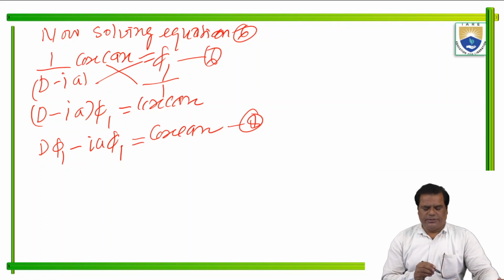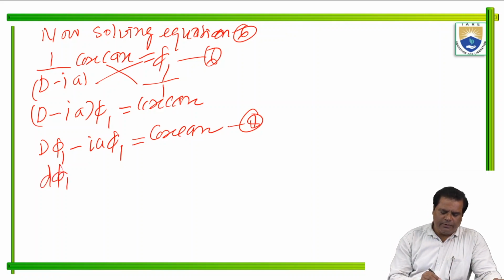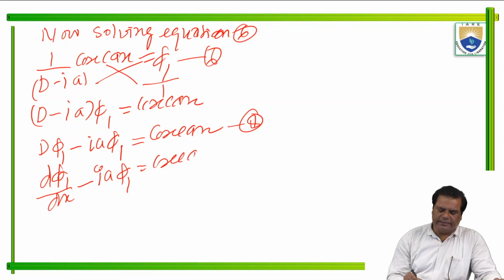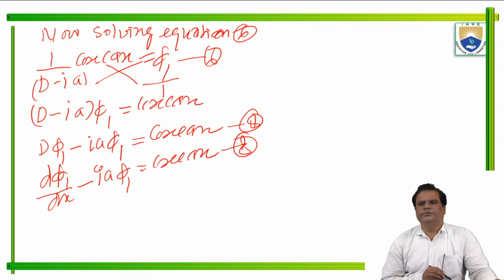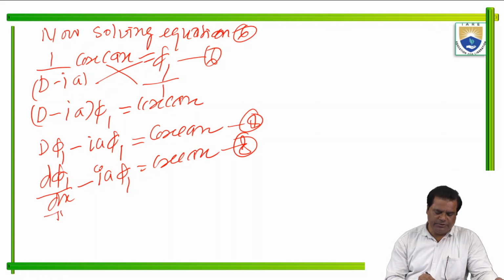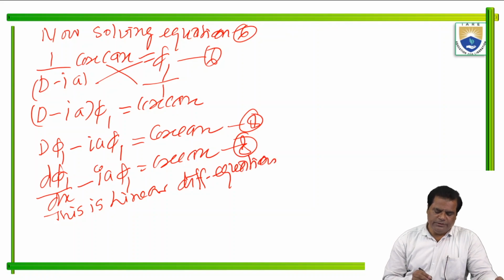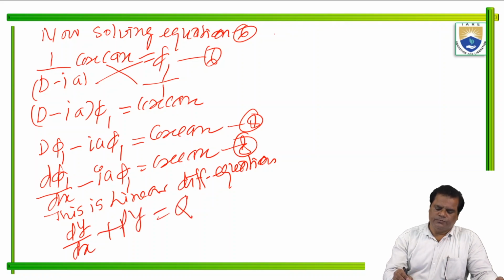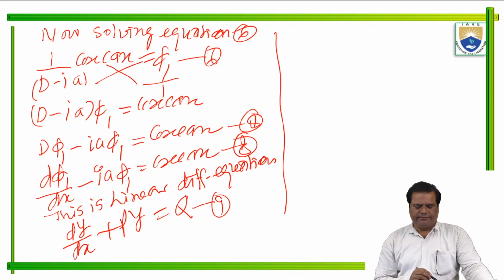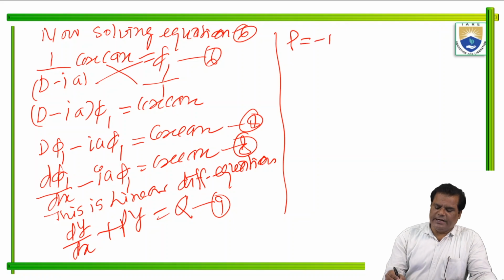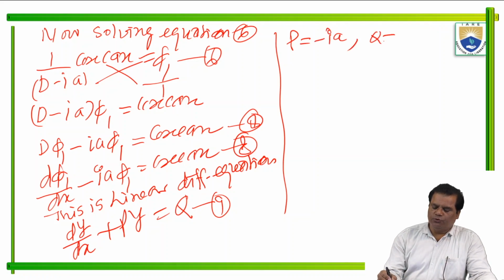D phi 1 upon dx minus IA phi 1 equal to cosec AX. This is equation 8. This is a linear differential equation. The general linear differential equation is dy/dx plus Py is equal to Q. This is equation 9. Comparing 8 and 9, here P is minus IA and Q is cosec AX and y is phi 1.